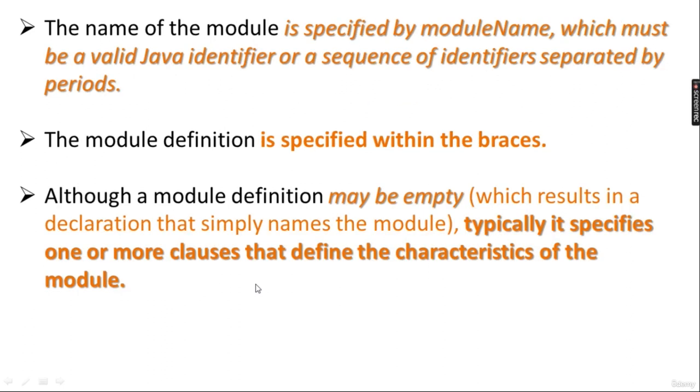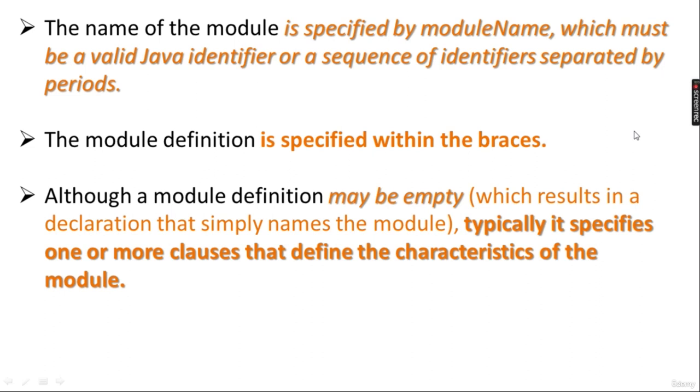The name of the specific module is given by module name, which must be a valid Java identifier or a sequence of identifiers separated by periods. Identifier can be anything following the rules of a valid identifier, or multiple identifiers separated by periods or dots. The module definition is specified within braces like any other block of code. Although a module definition may be empty, which results in a declaration that simply names a module.